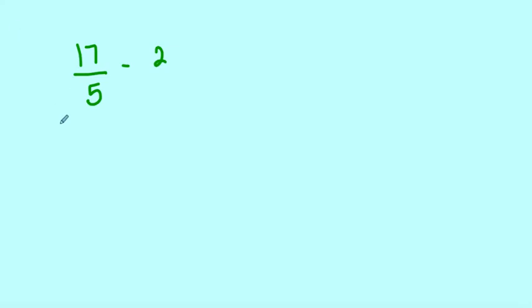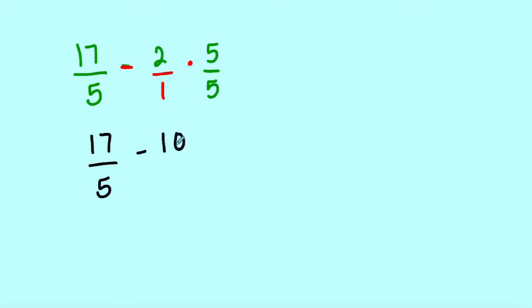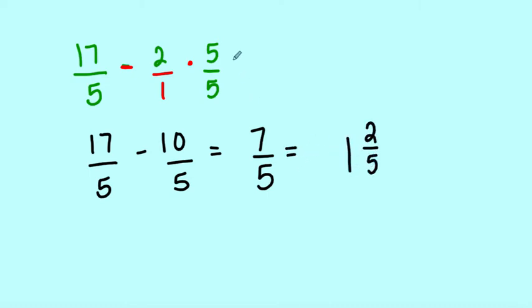All right, now we've got, again, I'm switching around to subtraction. So 17 over 5 minus 2. All right, I need a common denominator. I'm going to write the 2 over 1. I'm going to multiply by 5 over 5 just to the left side. That's going to give me 17 over 5 minus 10 over 5, which is 7/5. Again, I could turn that into a mixed number if I wanted to, so 1 2/5. Or I could leave it as an improper fraction as 7/5.